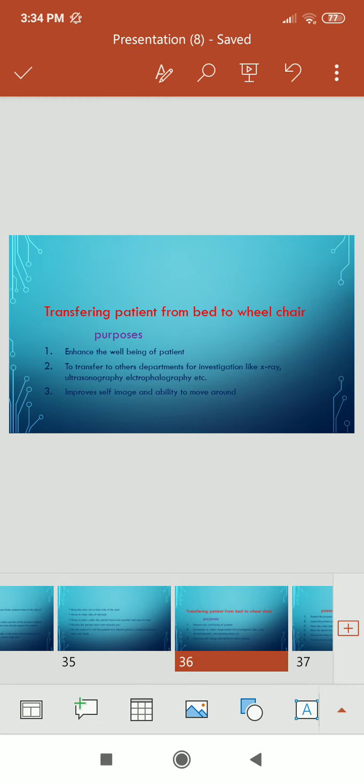Transferring patient from bed to wheelchair. Purposes: enhance the well-being of the patient; to transfer to other departments for investigations like X-ray, ultrasonography, electroencephalography, etc.; improve self-image and ability to move around.